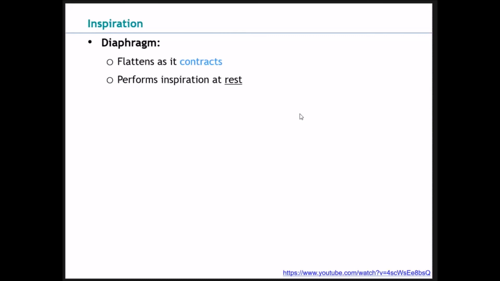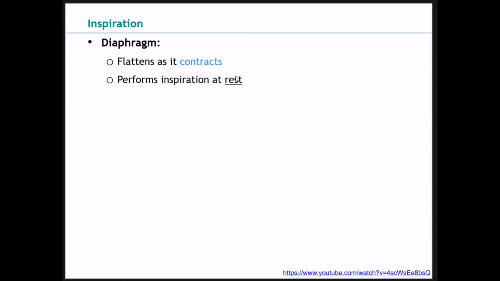But let's continue to talk about muscles, and let's talk about inspiration and expiration and the difference in the muscles involved. This here talks about rest. At rest, the diaphragm does all the work. This is one of our most important muscles. The diaphragm is going to flatten as it contracts. So it flattens, and that allows the lungs to increase in volume. If the diaphragm flattens down, the lungs can expand.